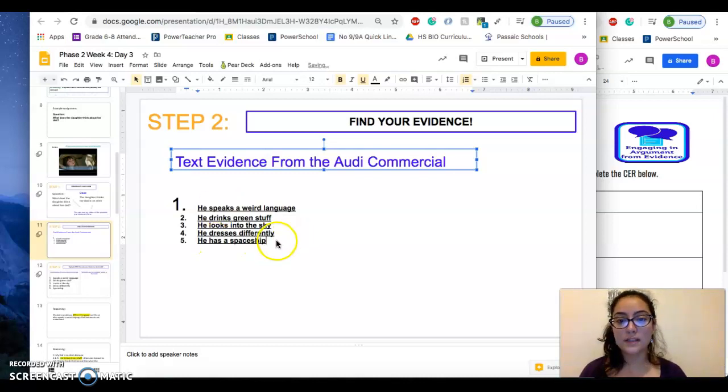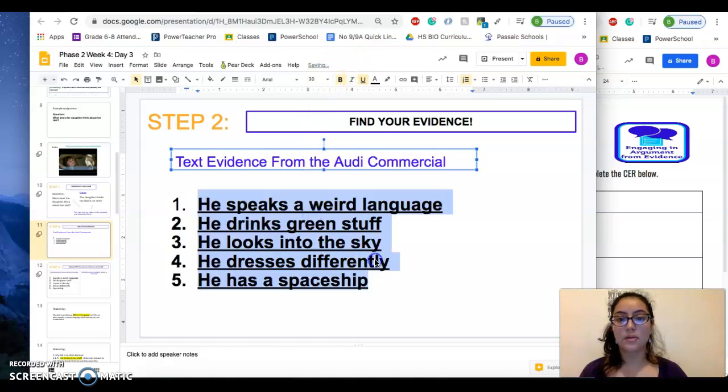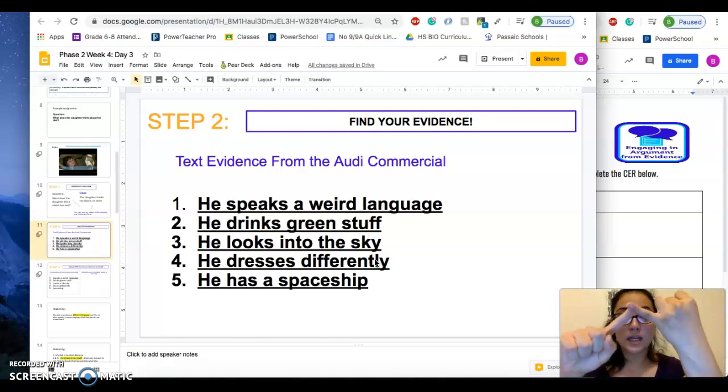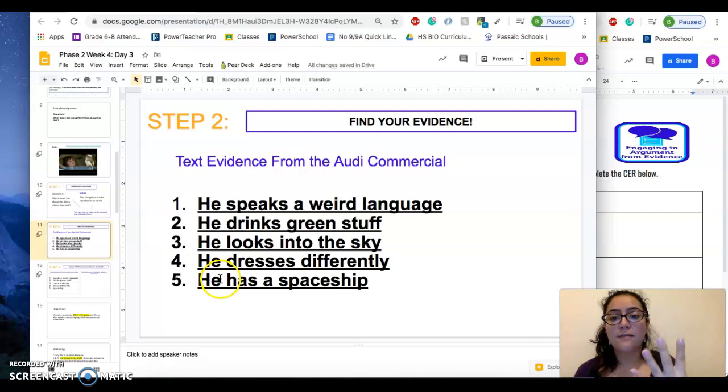So all of these things the little girl mentioned in the video. Her evidence for why she thinks her dad is an alien is 1, he speaks a weird language. 2, he drinks green stuff. Like, who drinks green stuff? 3, he looks at the sky. 4, he dresses differently. And 5, he has a spaceship. He has like this fancy little equipment that you don't see a lot of people have.